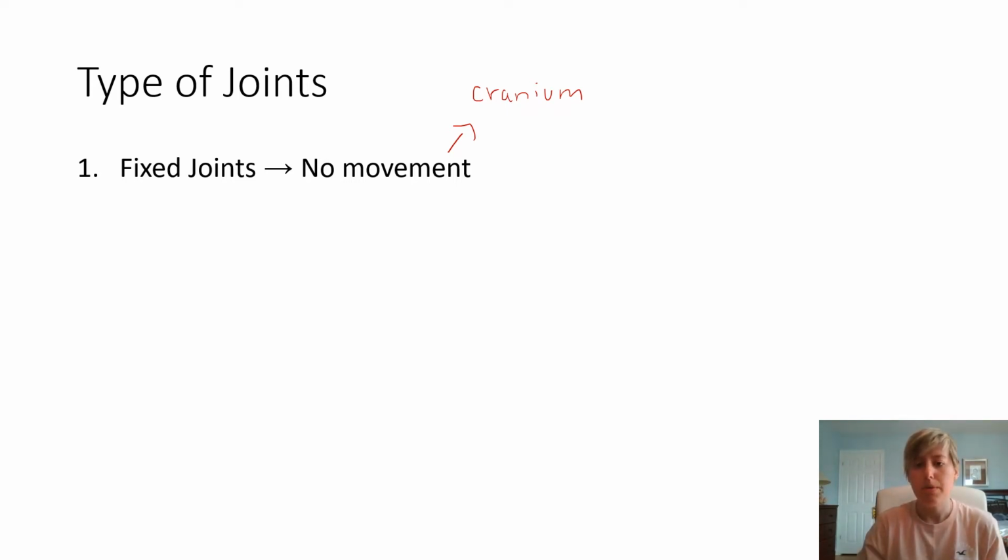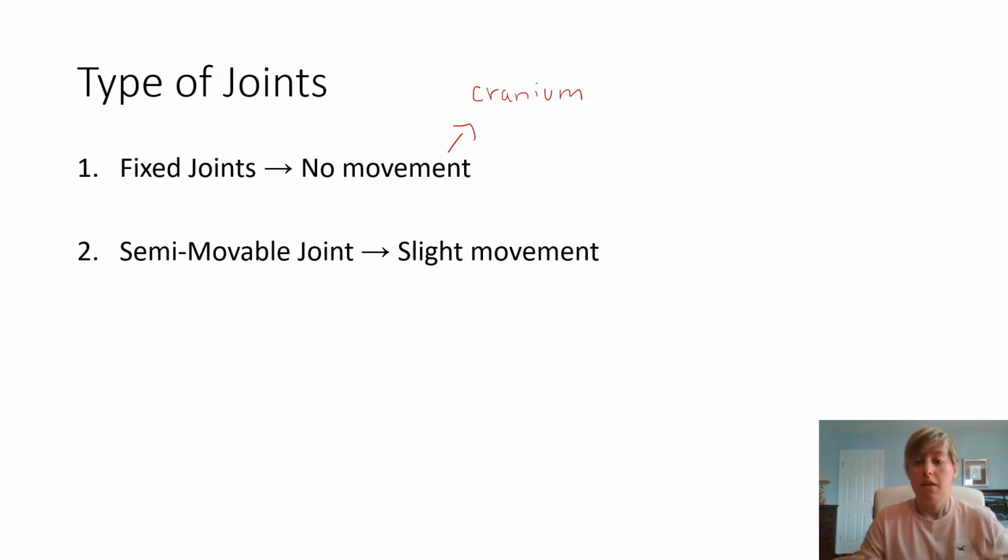Another example that you can have of a fixed joint would be your teeth in your mandible. You don't actually have movement of your teeth in your mandible, and that would be a fixed joint. The second type, semi-movable joint. So this is joints that have slight movement. So for example, your vertebrae.